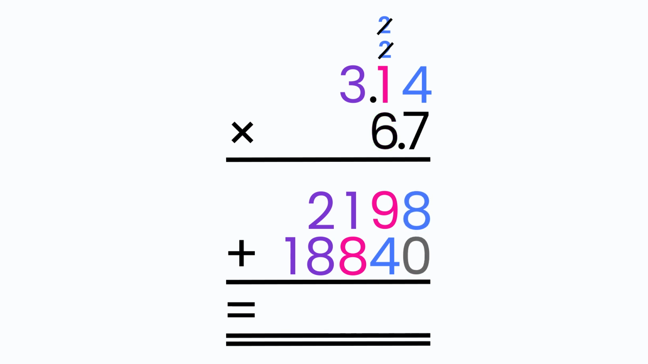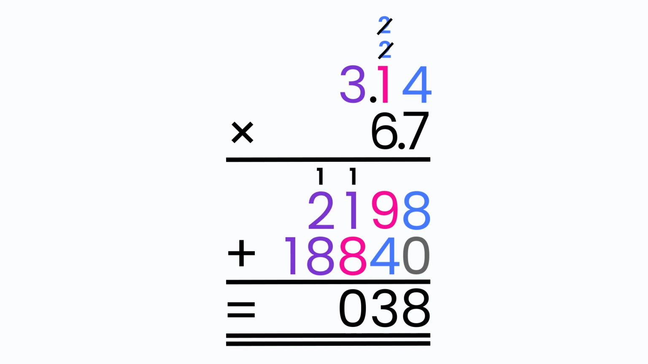8 plus 0 equals 8. 9 plus 4 equals 13. Place 3 under the line and carry the 1. 1 plus 8 plus the 1 you carried equals 10. Place 0 under the line and carry that 1.